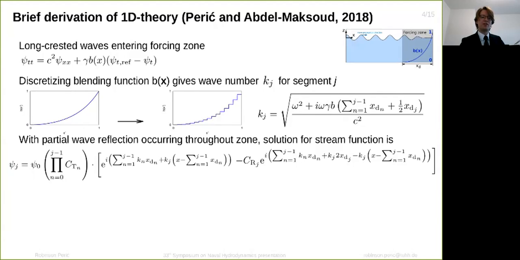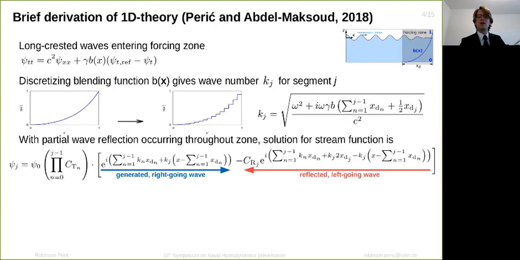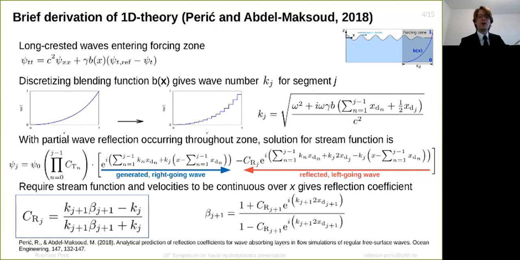So, taking into account the partial wave reflection that may occur throughout the zone, the solution for the stream function can be derived as follows. I won't go into detail into this. It is mainly a part of the generated right-going wave that decreases in amplitude, and a part for the reflected left-going wave. And if we now say that the stream function and velocity should be continuous over the whole forcing zone, then one can derive the reflection coefficient as follows. So this is the basic idea behind the 1D theory.